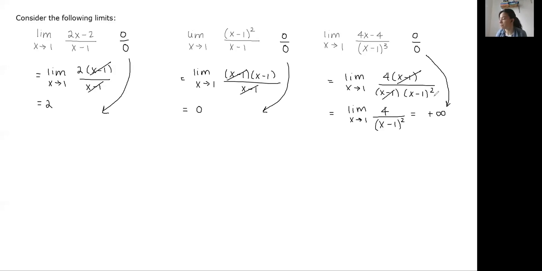Yes, Jesse, there's a question? Yeah. So Yep. if we plug in the 1, like over here, it's 4 over 0. Mhm. So why is it infinity and not like no solution?